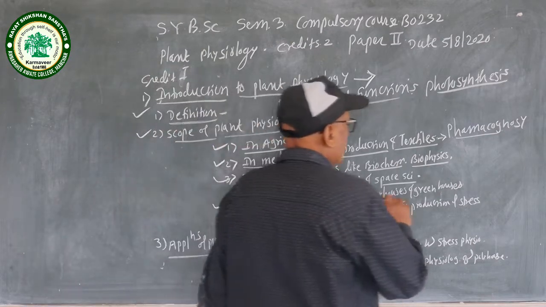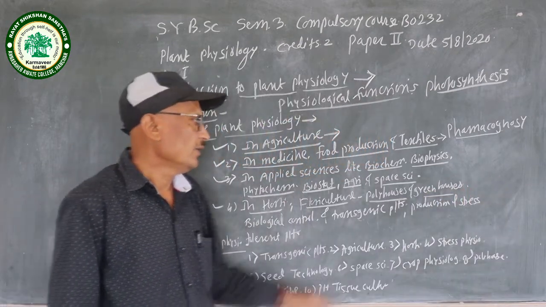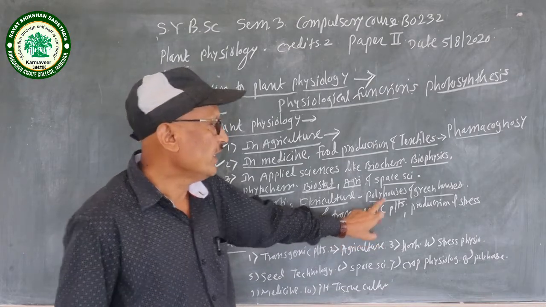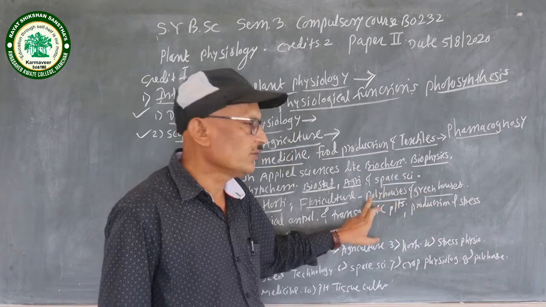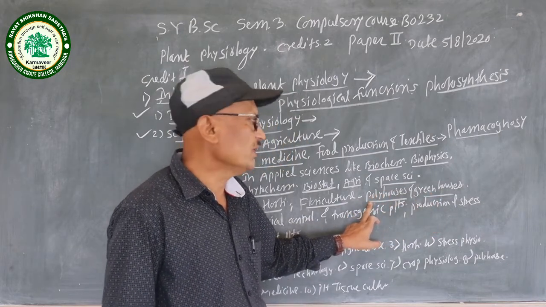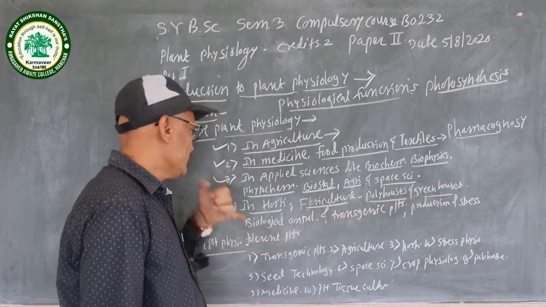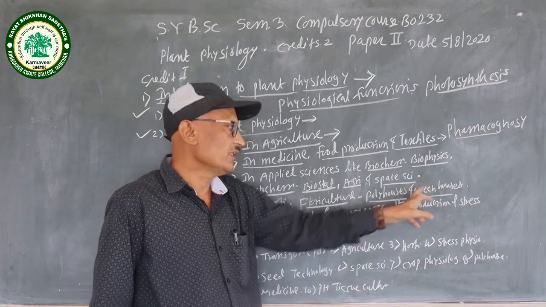Then in the case of polyhouse and greenhouse, knowledge of plant physiology is applied. When we supply continuous light to the plant in polyhouses and greenhouses, we get good results: an increase in the flower, an increase in the total yield. That's why knowledge of plant physiology is applied in floriculture, polyhouses and greenhouses.